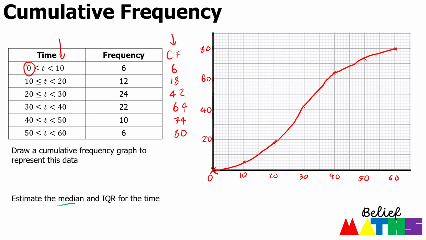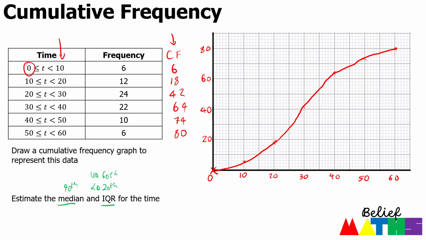It then asks for the median, which is the middle. Now that's the 40th person. And then the interquartile range is the lower quartile and the upper quartile. So 80 divided by 4 is the 20th person for the lower quartile, and then the 60th person for the upper quartile.